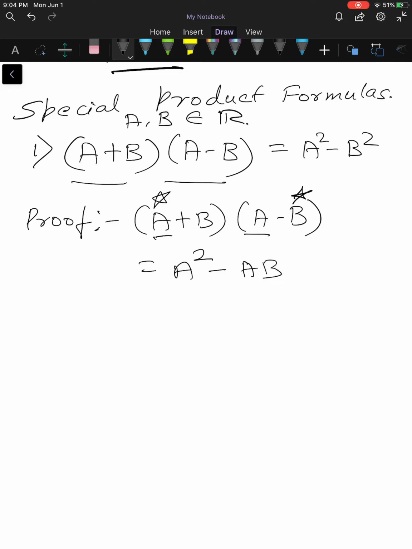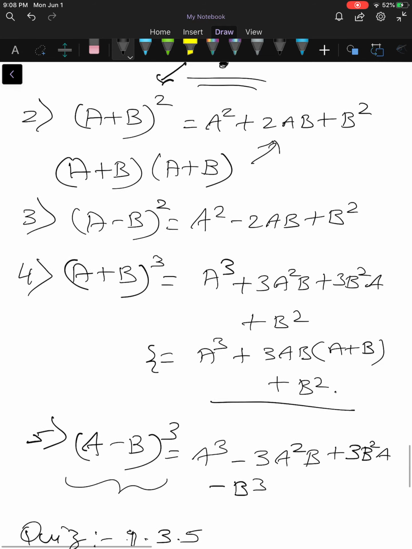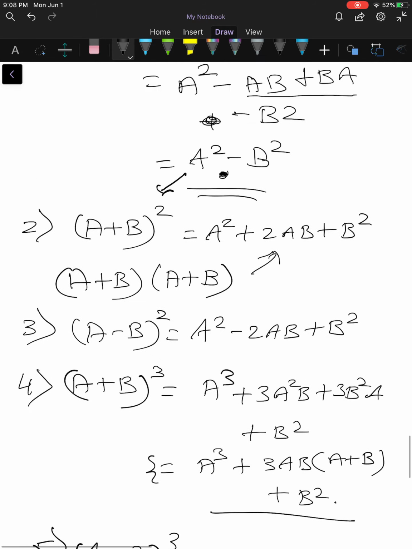Quiz 1.3.5. Prove formula number 5. The hint is: expand the LHS and use number 3. This is the LHS. Expand it. You see how you can use number 3 after you expand, and try to prove it as we proved it for the first one.